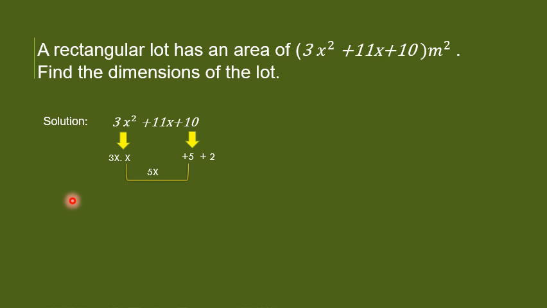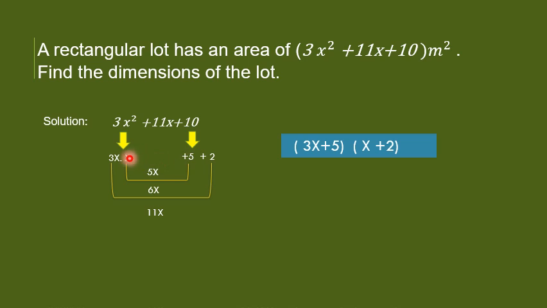Check the middle term. We have 5x, and 2 times 3x is 6x. Combine the middle term, that's 11x. So the middle term is correct. We have to get the answer. So when you get the answer for a greater than 1, it is 3x plus 5 and x plus 2. So be careful always when you get the factor.